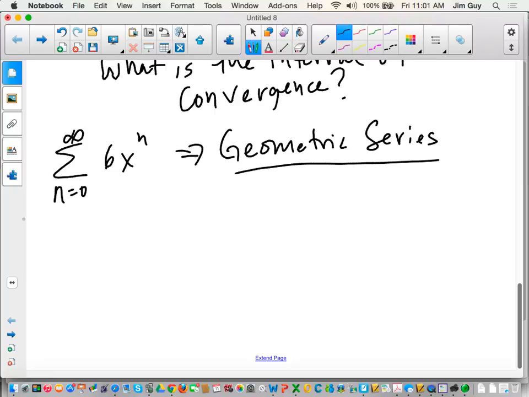And you already answered my question. For what values of x will this converge? What does x have to be in order for it to converge? Okay, and it's the absolute value, right? The absolute value has to be less than 1. So let's write it in interval notation.